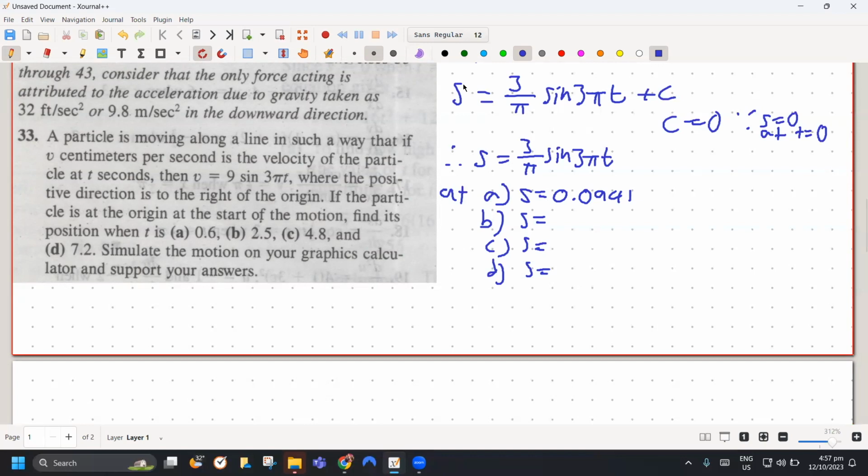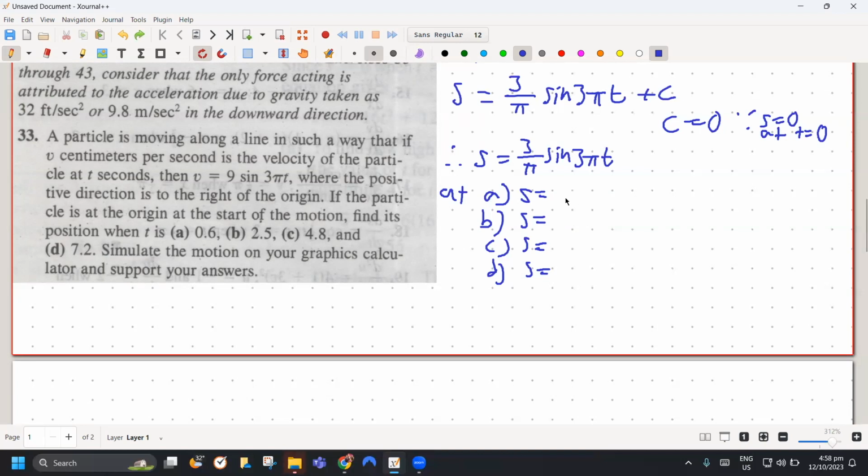Teka, ano ginagamit mo para i-calculate yan? Calculator mo. Paki-check ano yung angle unit mo. Grave mistake. Radian pala muna. So, what a grave mistake.